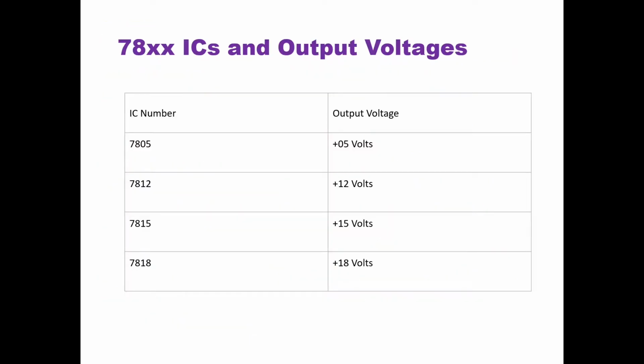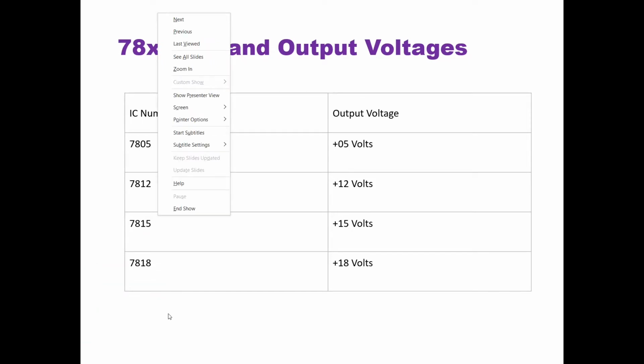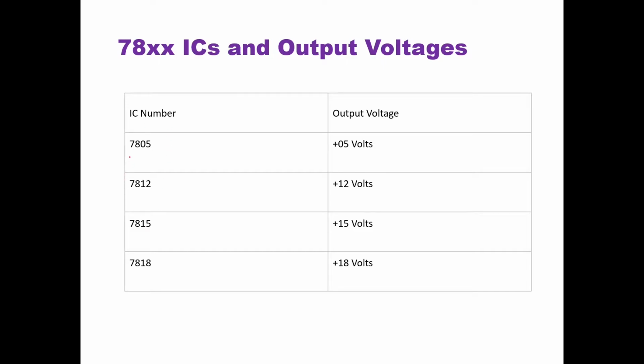Now if you see the 78 series ICs and their output voltages, the first IC number is 7805. 7805 will produce plus 5 volt. Similarly 7812 will produce plus 12 volt, 7815 will produce plus 15 volt, and 7818 will produce plus 18 volt.